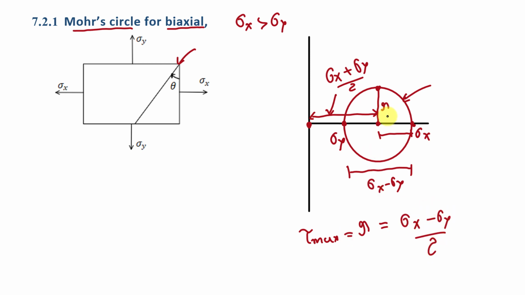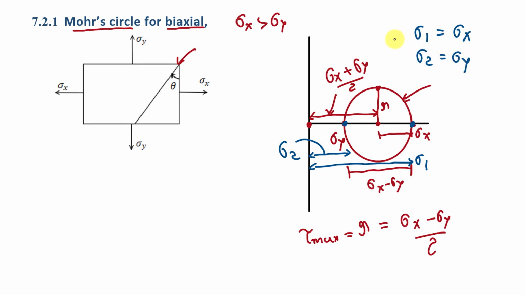Fine. Now we know that these 2 points show the maximum and minimum principal stress in this body. Here this point shows the maximum principal stress, that is sigma 1, and here this point shows the minimum principal stress, that is sigma 2. So from here we can write that sigma 1 is equal to sigma x, right? And sigma 2 is equal to sigma y. So in this case, the maximum principal stress is sigma x and the minimum principal stress is sigma y.